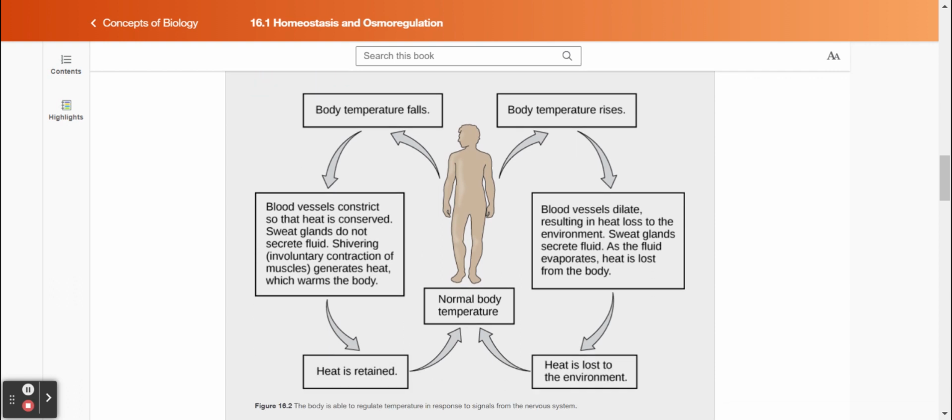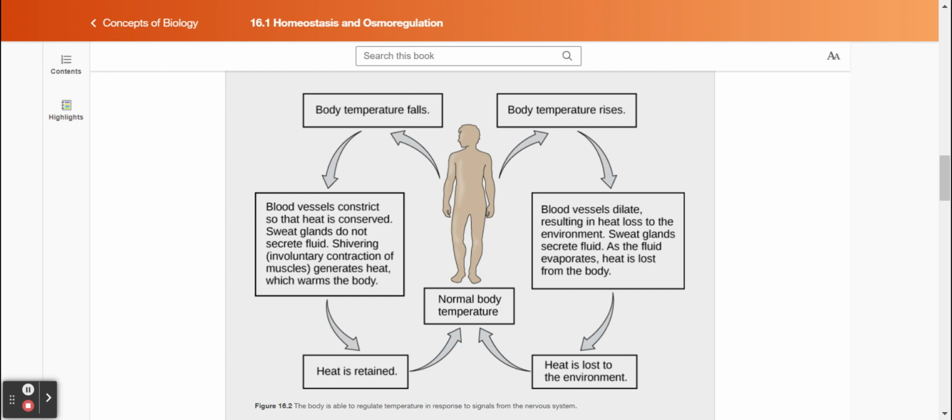Figure 16.2. The body is able to regulate temperature in response to signals from the nervous system. In the middle, you have normal body temperature. The left panels show when body temperature falls, blood vessels constrict so that heat is conserved. Sweat glands do not secrete fluid. Shivering, involuntary contraction of muscles, generates heat, which warms the body, and therefore heat is retained, bringing the body temperature back to normal.